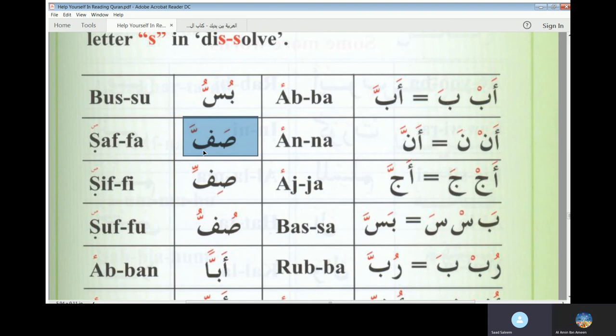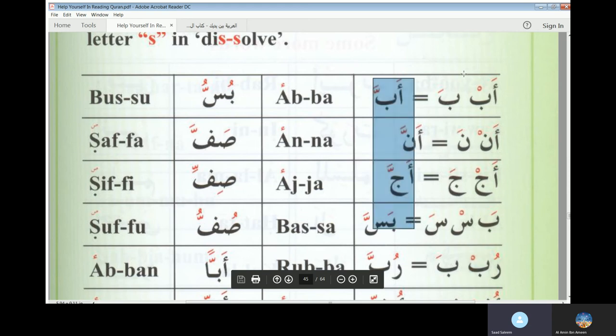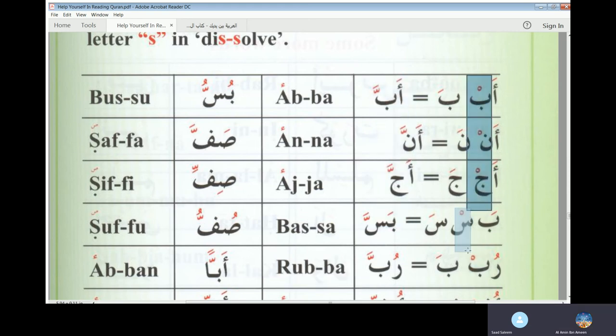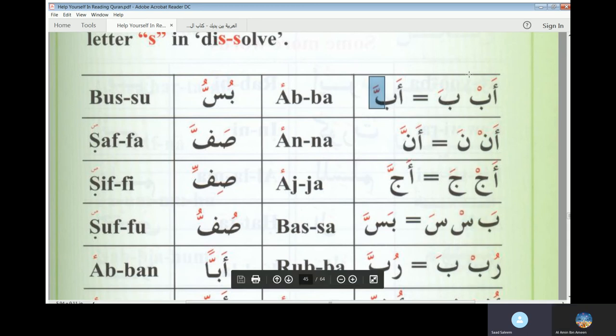The symbol on first alphabet is always sukoon, as you see in all these examples. The symbol on first alphabet of shadda is always sukoon. Repeat after me. Why are you not repeating? What is the symbol on first alphabet of the shadda? Sukoon. The symbol on first alphabet is always sukoon.